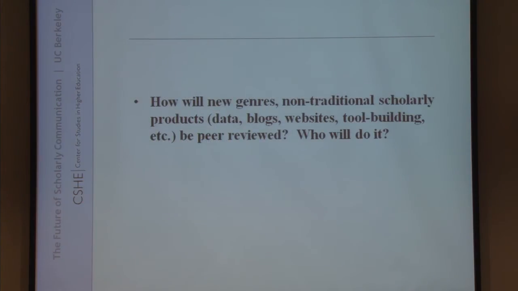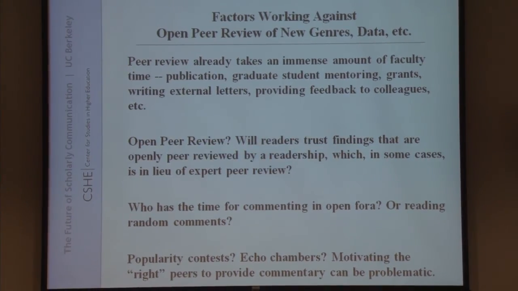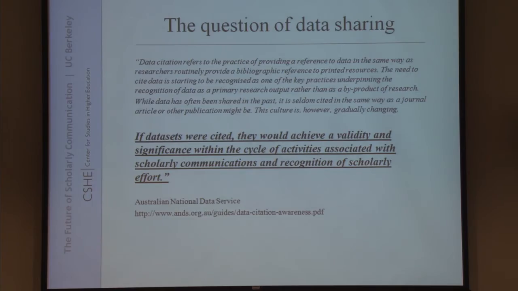So I just want to leave you with how new genres, non-traditional scholarly products, data, blogs, websites, tool building, et cetera, are going to be peer reviewed, and who will do it. Peer review already takes an immense amount of time. I have real skepticism about open peer review as being a particularly reliable approach. I'm not sure we can depend on that.